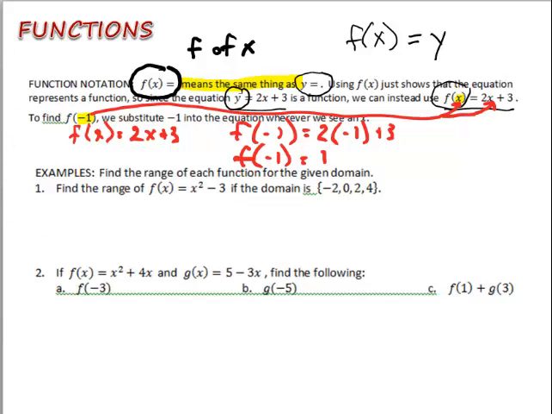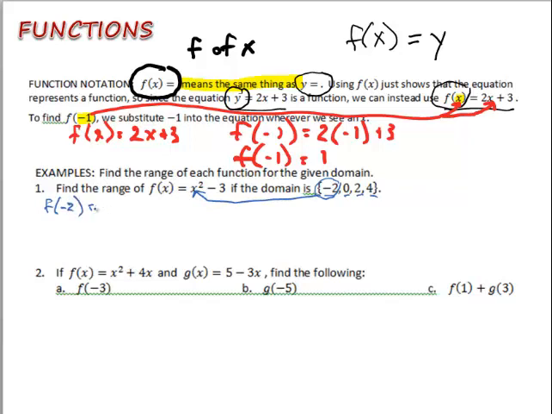So my first example is going to be f of x equals x squared minus 3 when the domain is negative 2, 0, 2, and 4. So remember, domain values, those are my x values I'm going to plug in. So I'm going to take negative 2 and I'm going to plug it in for x. So I'm going to find f of negative 2.